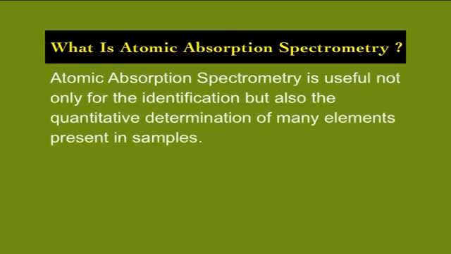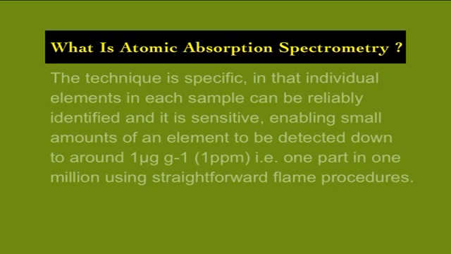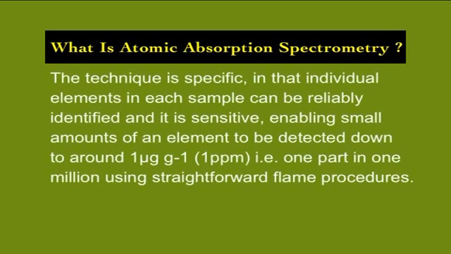Atomic absorption spectrometry is useful not only for the identification but also the quantitative determination of many elements present in samples. The technique is specific in that individual elements in each sample can be reliably identified, and it is sensitive, enabling small amounts of element to be detected down to around 1 microgram, that is 1 part in 1 million, using straightforward flame procedures.